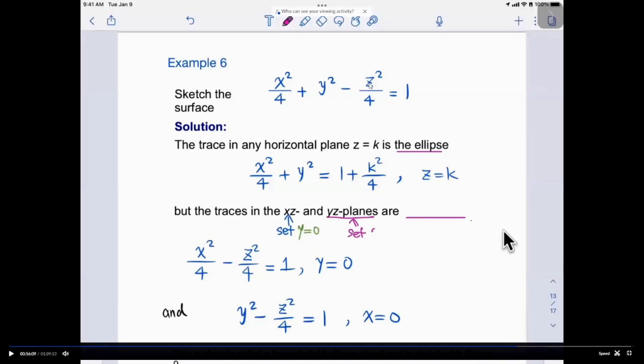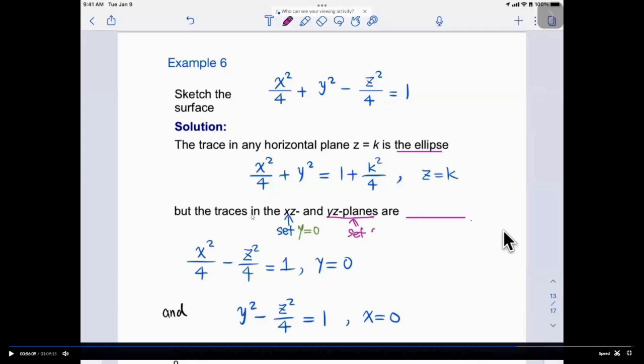So you're going to replace the z here by k, and it will be this one. Right? Replace z here by k and isolate x squared over 4 plus y squared. You got this, which is what does this equation represent? An ellipse, right? It's an ellipse.